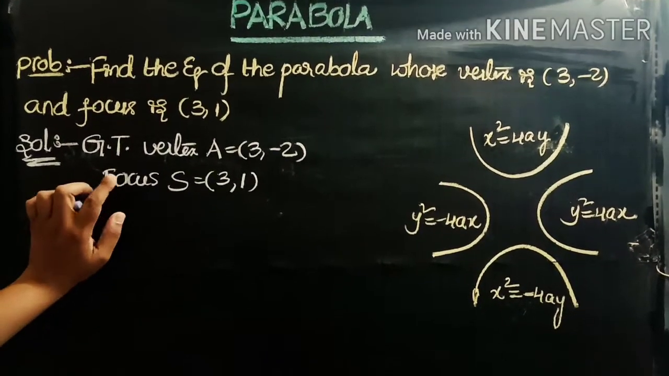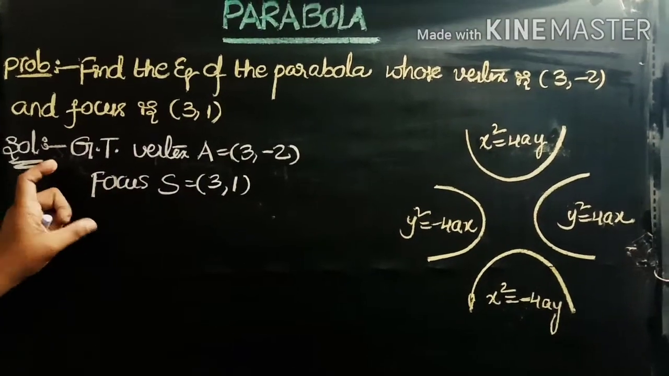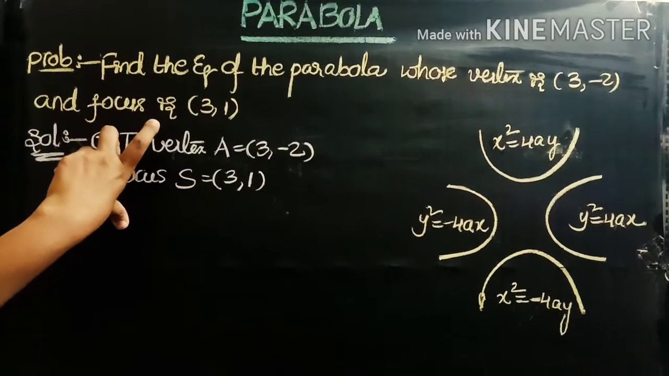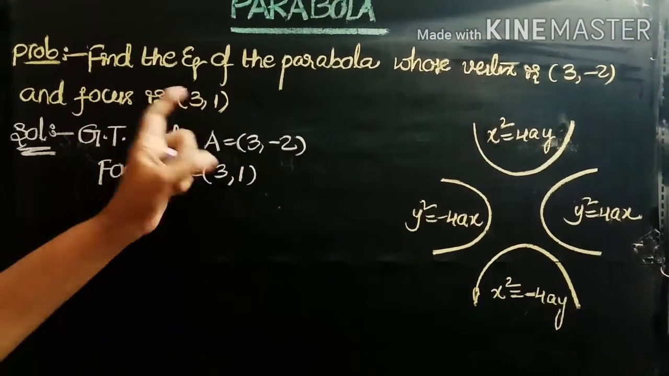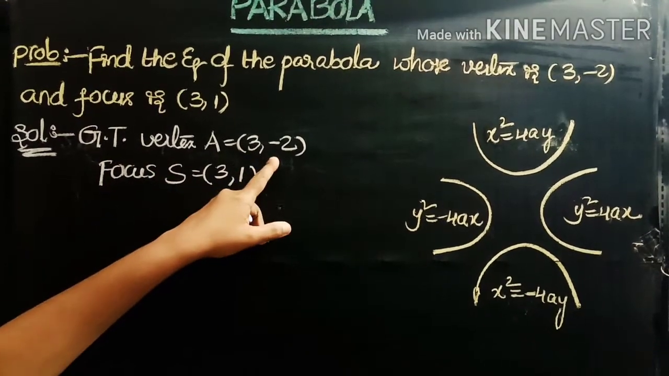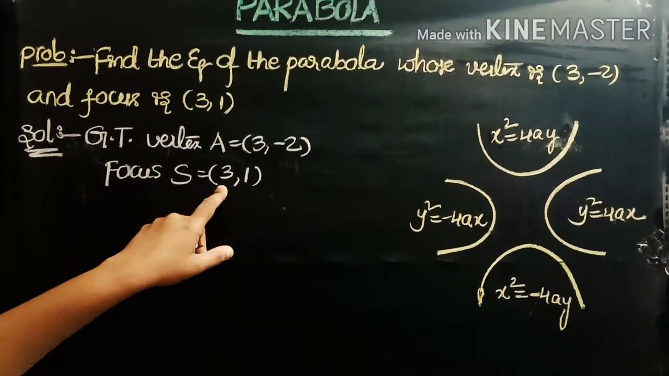Find the equation of the parabola whose vertex is (3, -2) and focus is (3, 1). So we have to find the equation of the parabola given that the vertex and focus are given. First we write those two values: vertex A is equal to (3, -2) and focus S is equal to (3, 1).